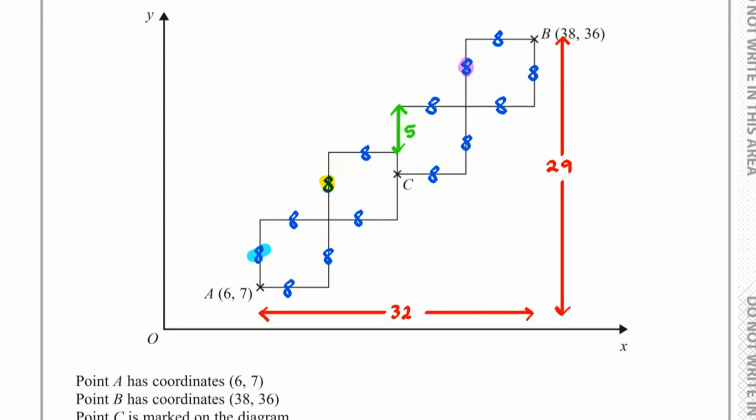And if that's the case, well, that means because each side of a square adds up to 8, this side over here must be 3. And so therefore, this length here will be 5. Because the 3 and the 5 give 8. And so we are now in a position to find out the x coordinate of C and the y coordinate of C.